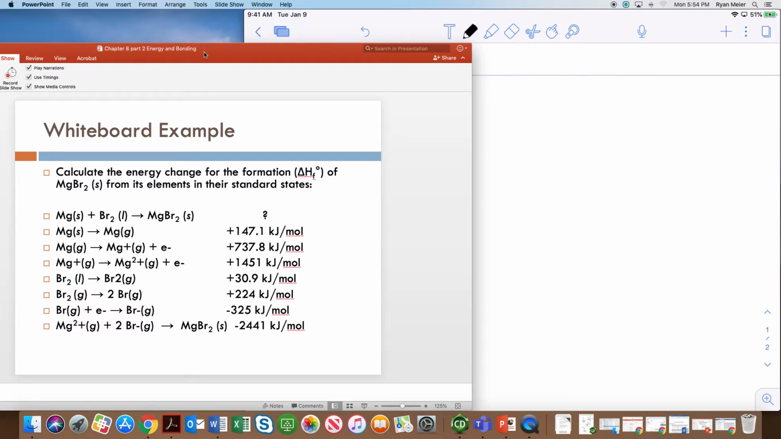So we're going to take a look at this example where we're looking to calculate the energy change for the formation. We were given delta HF naught, so really the enthalpy of formation or heat of formation might be other ways you're hearing that referred to. But we're calculating the enthalpy of formation of magnesium bromide as a solid from its elements in their standard states. And we see we have a whole boatload of information here, right? We have a bunch of different energies for all of these different reaction steps. We want to figure out how we go about putting it all together. That's the big thing we want to try and do here.